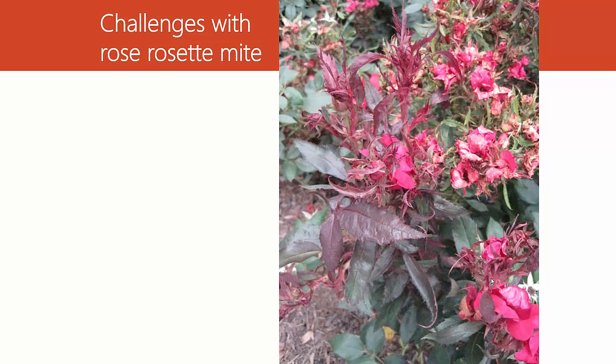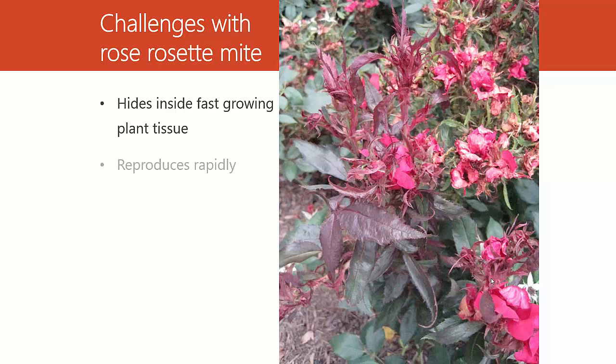So, some of the challenges that we face with rose rosette. These mites are not walking around on the leaves in the open where we could maybe spray them and kill them. They're actually hiding, and they hide inside fast-growing tissue. So what that means as far as a spray strategy would go, if you're spraying plants, well, the plants are constantly growing, right? So you have to keep spraying them in order to keep a killing residue on a plant to kill these mites. So there's a challenge when you've got mites that live in the growing points of plants.